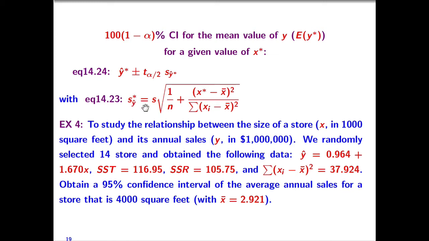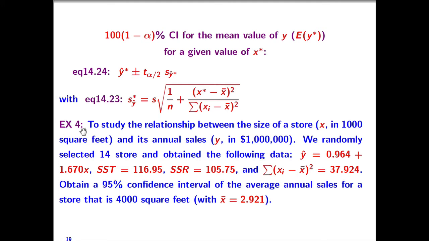And this s y hat star is equal to s times the square root of 1 over n plus this x value at a point minus the mean x bar, squared, over the sum of squares with respect to the random variable x, so the sum of xi minus x bar squared. And let's see this example.